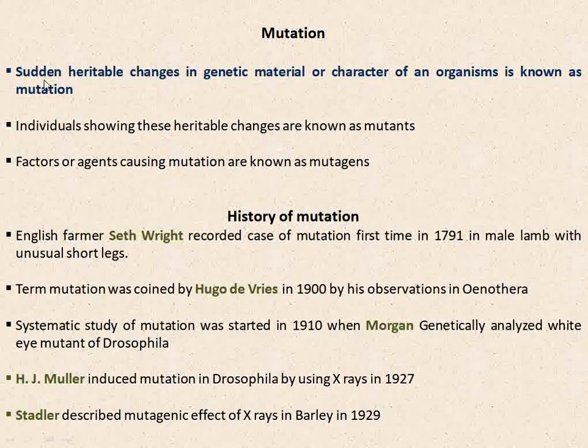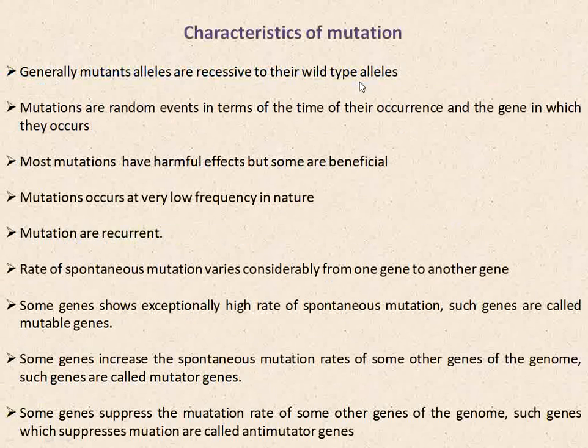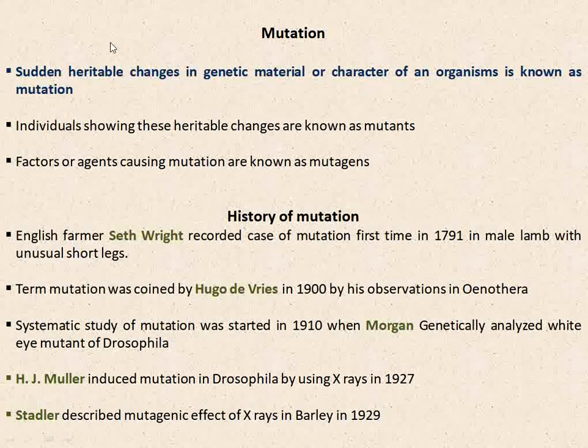Mutations are sudden heritable changes which take place either in the genetic material or in the character of an organism. So all such heritable changes we call a mutation. Mutations are nothing but sudden heritable changes which are going to transfer from one generation to another generation.